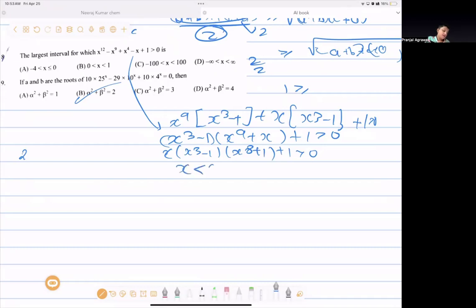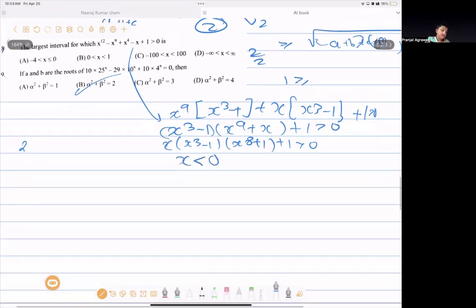X is less than 0. So if x is less than 0, we will have this negative, we'll have this negative, we'll have this positive. So negative term negative, positive, positive term positive, positive, positive plus positive, positive. So this will suffice. Then we have x is between 0 and 1.